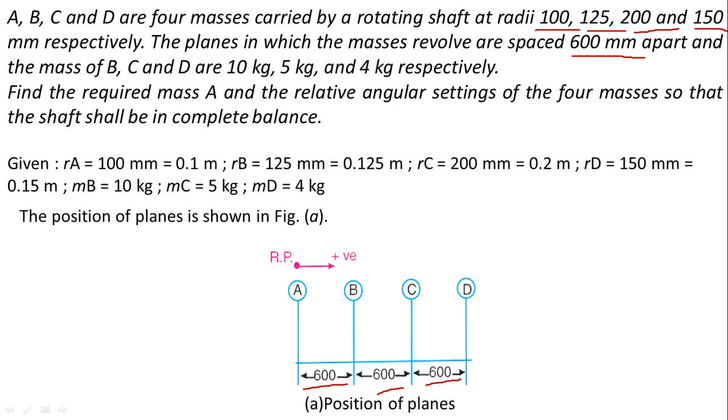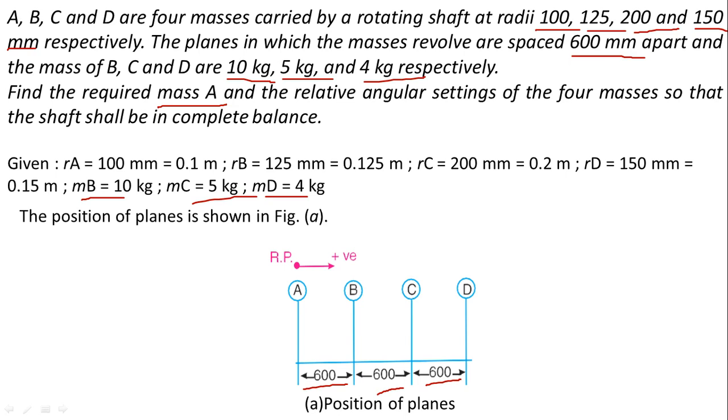four masses are given here, and the masses for B, C and D are given in the question. Okay, so with the initial things with B, C and D masses and all the radii, we will try to solve the problem, and you have to find the required mass A and the angular settings of all the four masses. So no angle is given, you have to find the angles and then try to find the unknown mass A. So let's solve this problem.